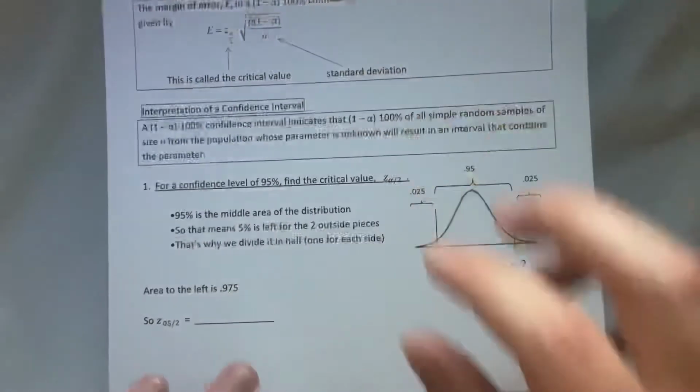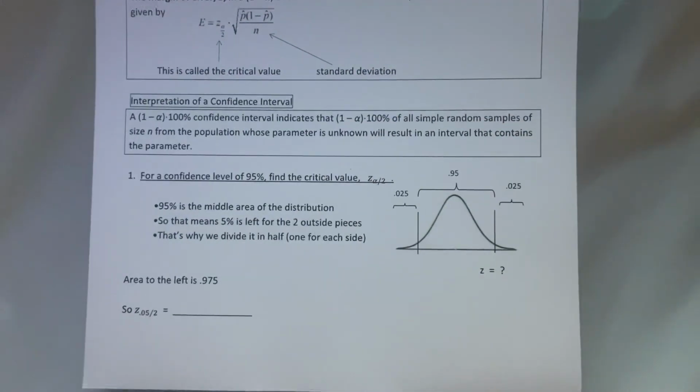So, interpreting a confidence interval: a 1 minus alpha times 100% confidence interval indicates that, let's just say, a 95% confidence interval says 95 samples out of 100 will contain the value of the parameter. A 99% confidence interval means 99 out of 100 contain the value. Now, let's talk generally about how we're going to do this.